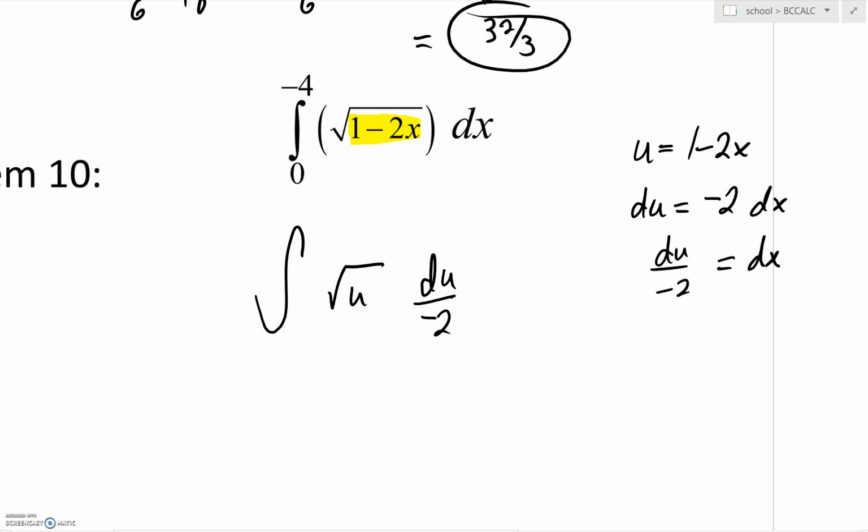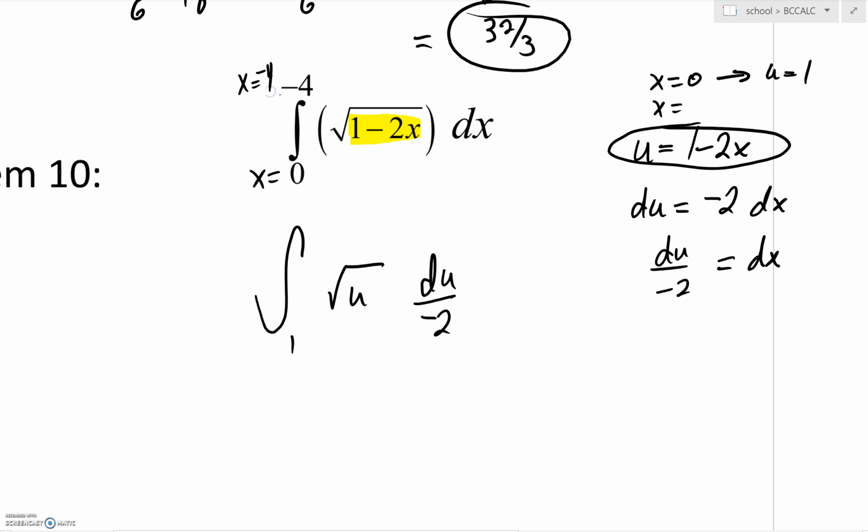I'd like to change my boundaries. This down here is x equals 0, and if x is equal to 0, looking at this substitution, plug in a 0 for x, you're going to get u is equal to 1. Likewise, if you were to have x is equal to negative 4 up on top here, well, 1 minus 2 times negative 4, well, negative 2 times negative 4 is an 8, 8 plus 1 is a 9. So you'll have a 9 up there.